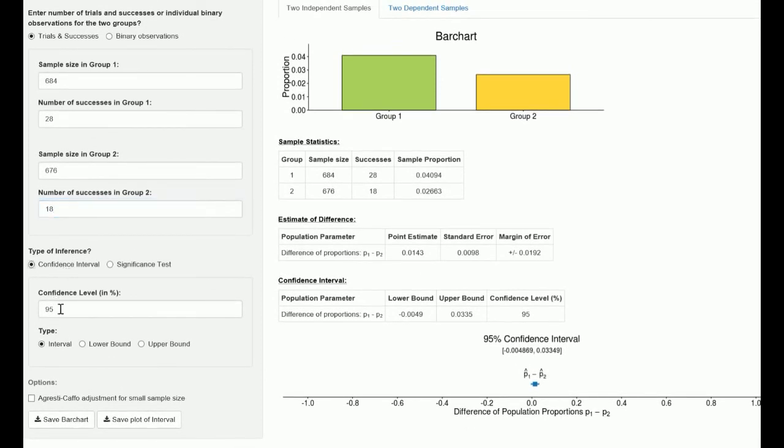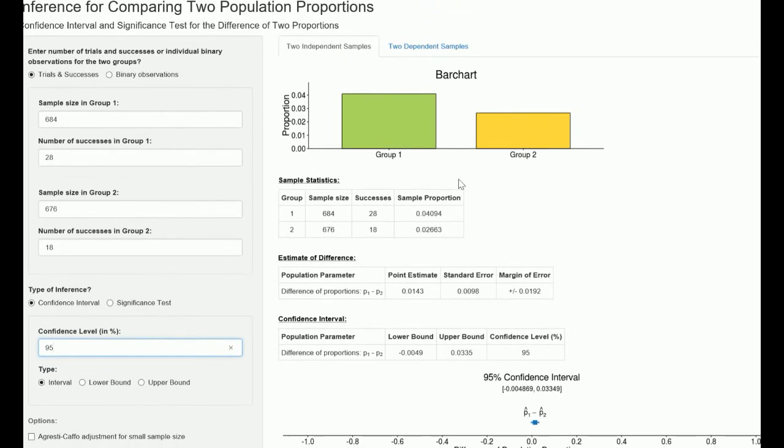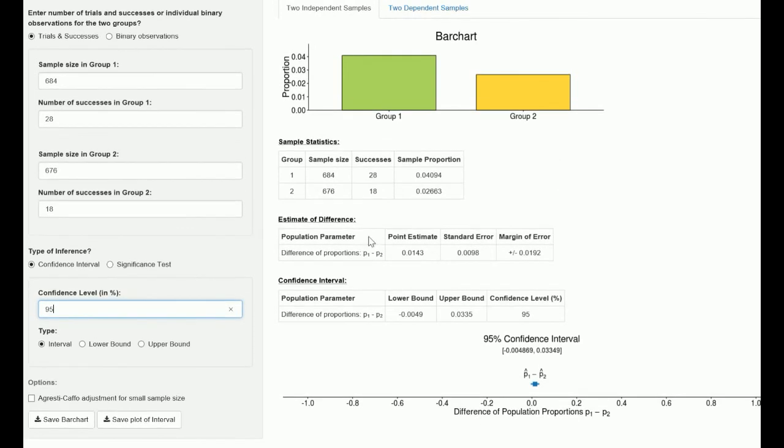So the confidence interval box is highlighted, and we're doing it at the 95% level. So we see absolutely we have a higher proportion of successes in group 1 than group 2, but is it higher enough to say that the placebo does nothing? So we've got our point estimate, our standard error, so these are the same values that we found before, plus or minus some rounding, and we have our confidence interval. We have our lower bound of negative 0.0049, and we had negative 0.005, and our upper bound of 0.033.